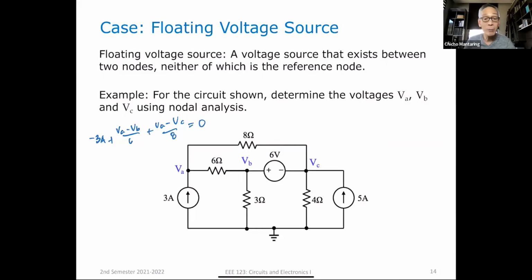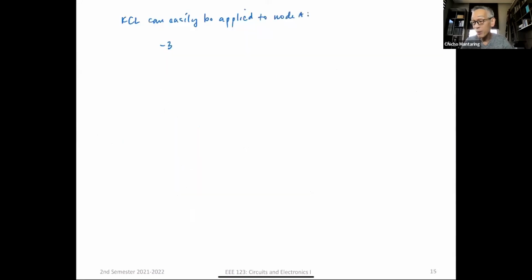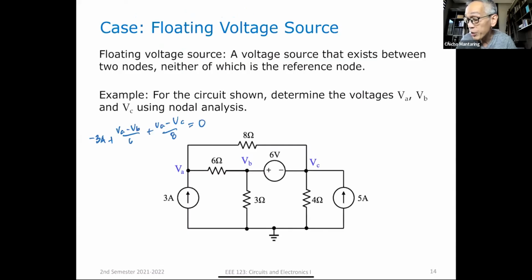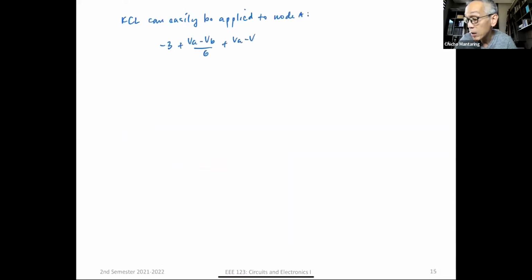So straightforward. I can apply KCL to node A. Remember, one step is to determine whether any node voltage can be determined by inspection. There's no node voltage here that can be determined by inspection. So this is my KCL equation: minus 3 plus VA minus VB over 6, plus VA minus VC over 8 is equal to 0.